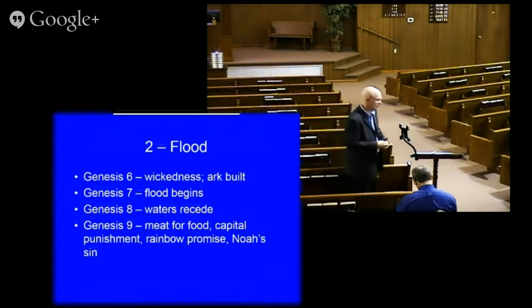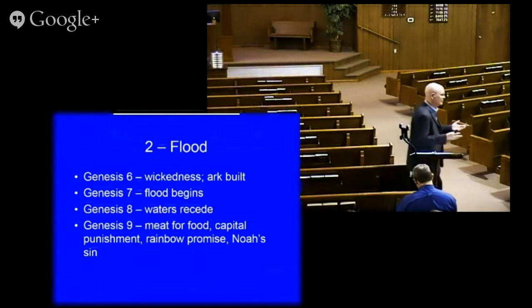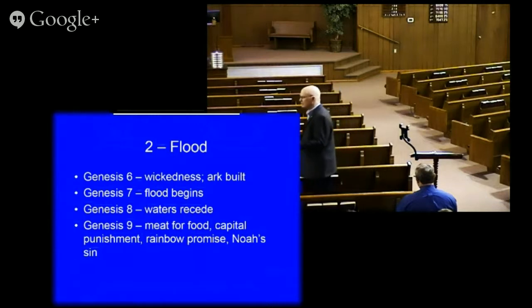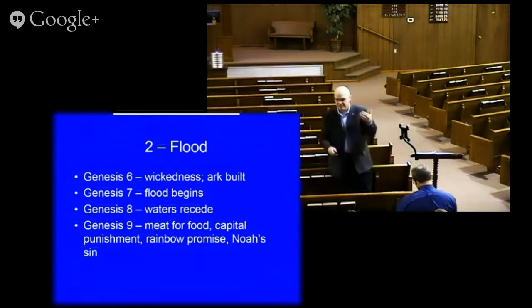Rainbow promise, never to destroy the earth again by water. And then the sin of Noah when he got drunk, and the nakedness, Ham looking on him, and then, of course, the curse for Canaan because of that. That's the period of the flood, Genesis 6, 7, 8, 9.